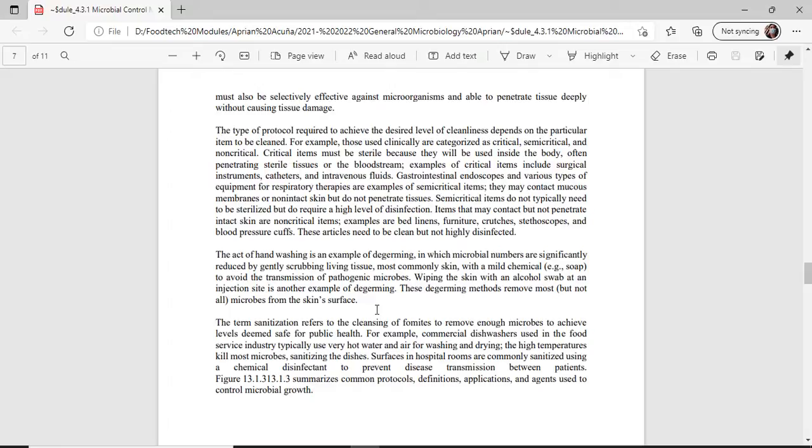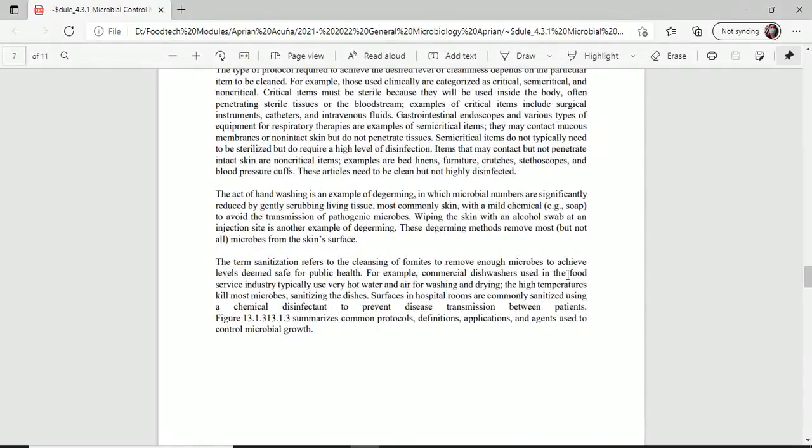Okay, degerming. It is where your microbial numbers are significantly reduced by gently rubbing your living tissue, commonly your skin, with a mild chemical, which is your soap, to avoid transmission of pathogenic microbes. Wiping the skin with an alcohol swab at the site of injection is another example of degerming. Okay, this degerming method removes most but not all microbes from your skin surface.